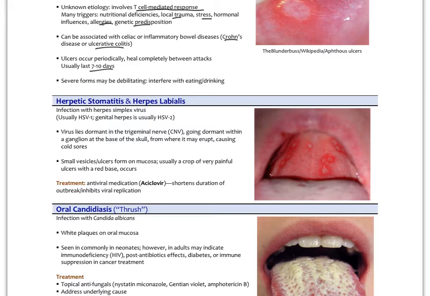Herpes labialis is herpes on the lips, labia. Herpes stomatitis is going to be in the mouth. Usually this is from herpes simplex 1 infection. Genital herpes is usually herpes simplex 2. Now, simplex 2 can infect the mouth, so it's not that one stays in the genitals, one stays in the oral region, but typically most herpes stomatitis is HSV1.